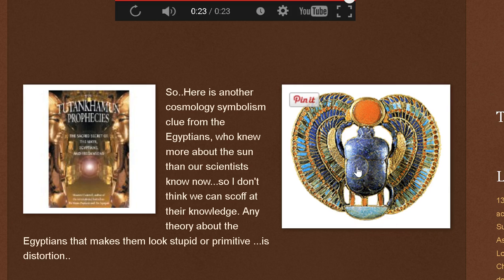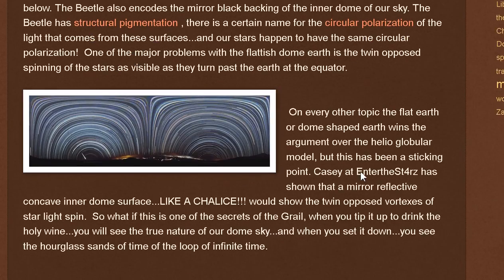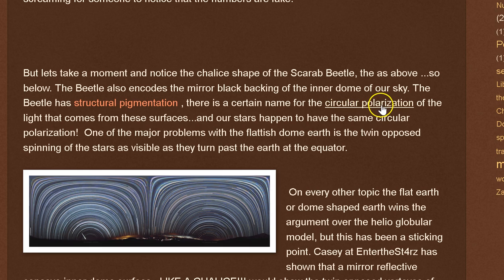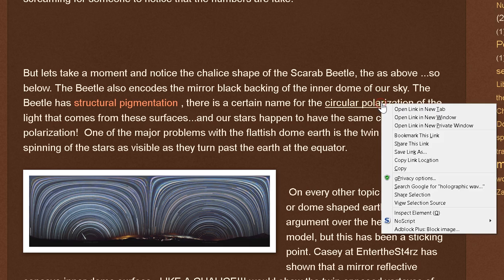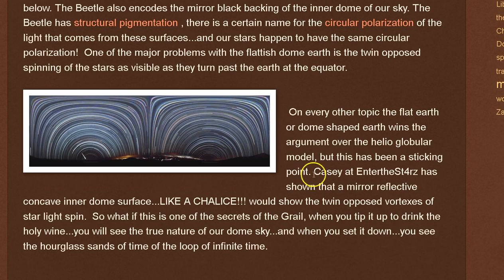There is a certain name for the circular polarization of the light that comes from these surfaces, and our stars happen to have the same circular polarization. One of the major problems with the flattish dome Earth is the twin opposed spinning of the stars as visible as they turn past the Earth at the equator. On every other topic the flat Earth or dome-shaped Earth wins the argument over the heliocentric globe model, but this has been a sticking point. Casey et Enter Thesti 4RZ has shown that a mirror reflective concave inner dome surface, like a chalice, would show the twin opposed vortexes of starlight spin.